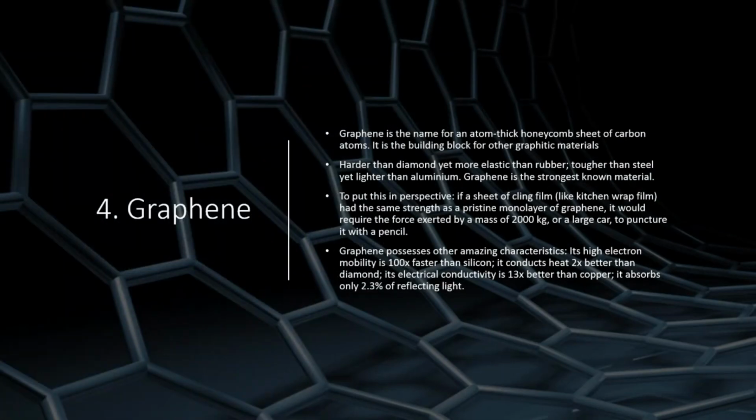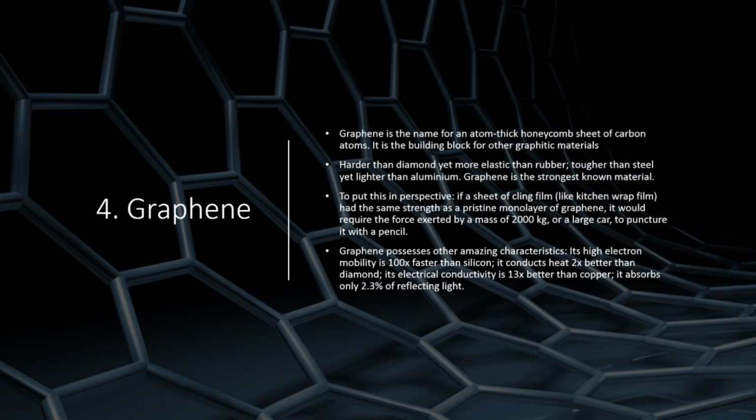Graphene. Graphene is the name for an atomic honeycombed sheet of carbon atoms. It is the building block for other graphitic materials. Harder than diamond yet more elastic than rubber. Tougher than steel yet lighter than aluminum. Graphene is the strongest known material.